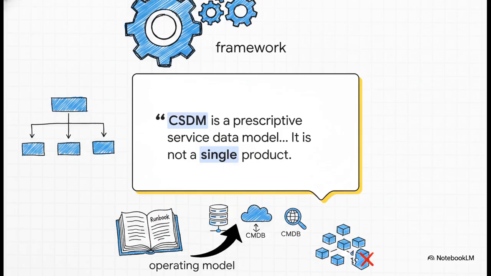But first, there's a core concept we really have to wrap our heads around before doing anything else. The runbook states clearly, CSDM is a prescriptive service data model and relationship framework. It is not a single product. It doesn't magically replace your CMDB, and it doesn't replace your discovery tools. It's an operating model.